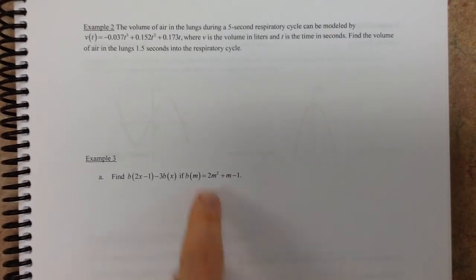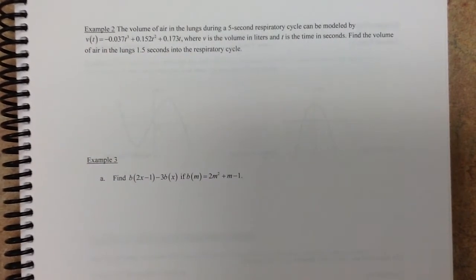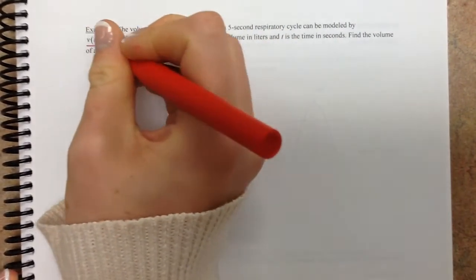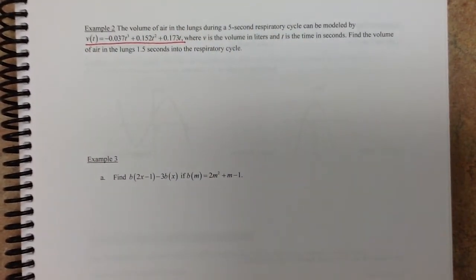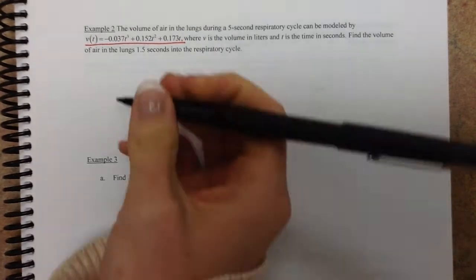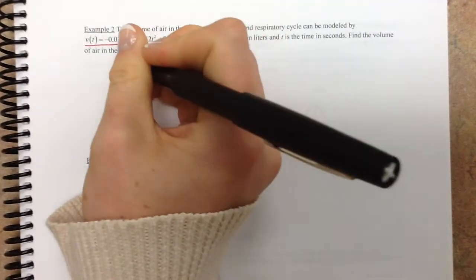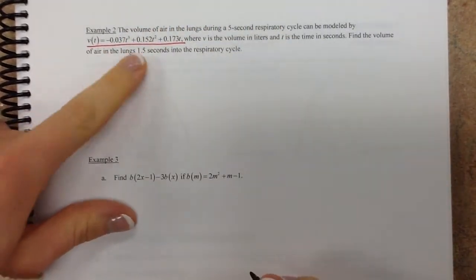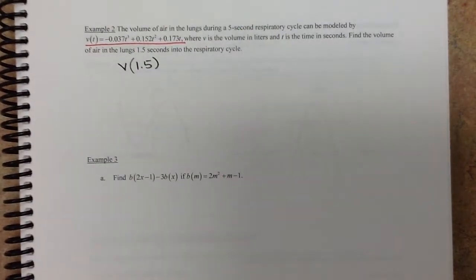So our first example here, you've got this volume of a respiratory cycle modeled by this function right here, which has some crazy numbers. It says V is the volume, T is time in seconds. Find the volume of air 1.5 seconds into the respiratory cycle. So they're asking us for this. V stands for volume, that's the function that we're using. And then instead of just a T, we're going to plug in T equals 1.5. So when I write this notation like that, the V tells me what function to use, what's in parentheses tells me what to plug in.